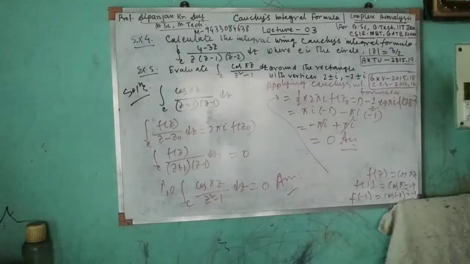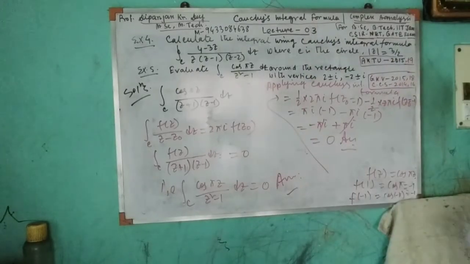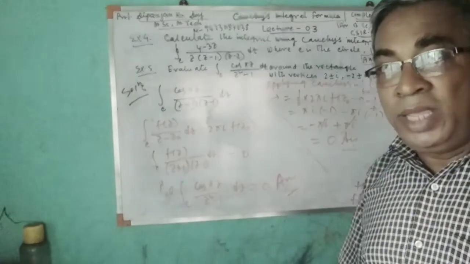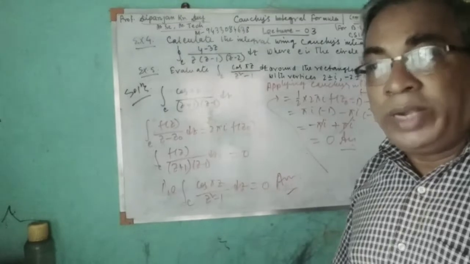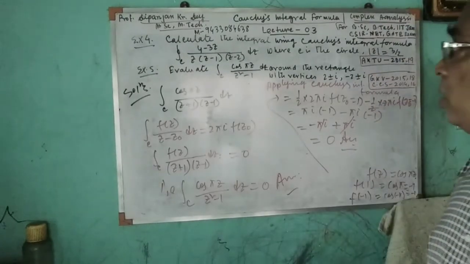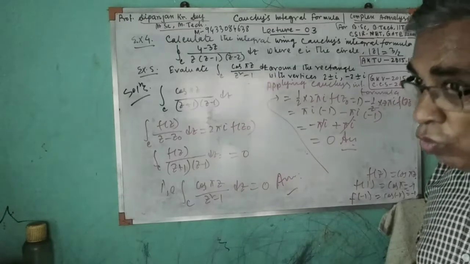So with this sum, I have finished Cauchy's integral formula. If you follow all these three lectures, I think you can do any sum; all types of sums I have solved here. I request everyone to see my first, second and third lectures to understand Cauchy's integral formula very nicely.